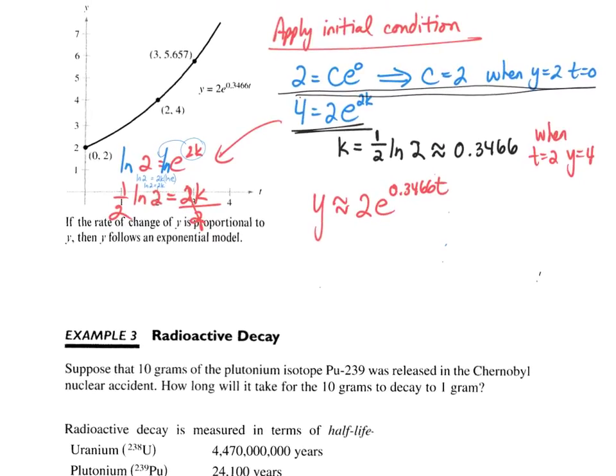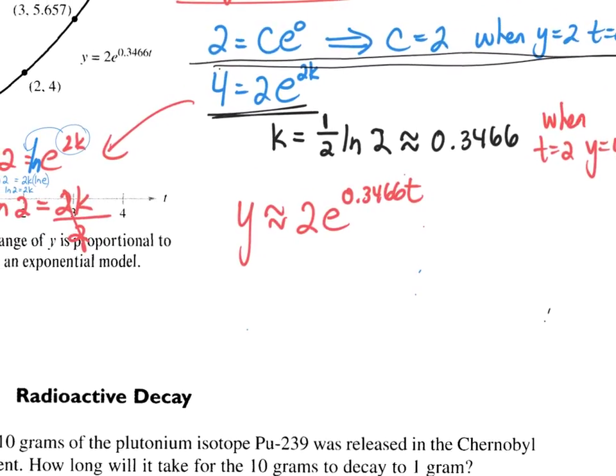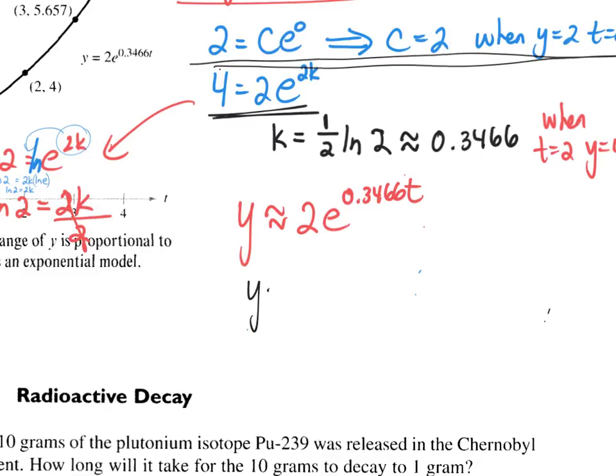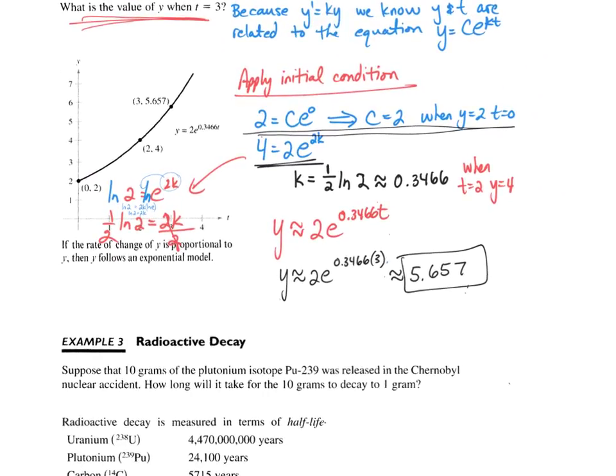So here, what is it actually asking for? Well, it says, what is the value of y when t is equal to 3? Well, we have our equation now. We just have to plug in 3. Exactly. 0.3466 times 3. And if I do that, I get 5.657. Wait, shouldn't it be 3e? No, because my c is 2, right? Oh, okay.